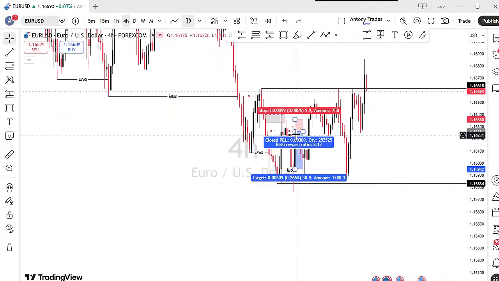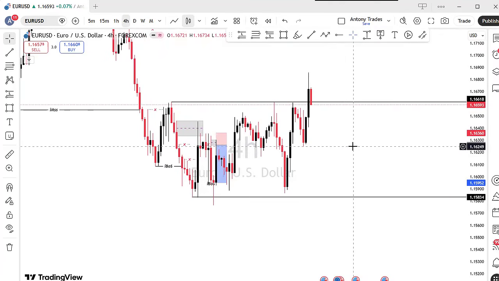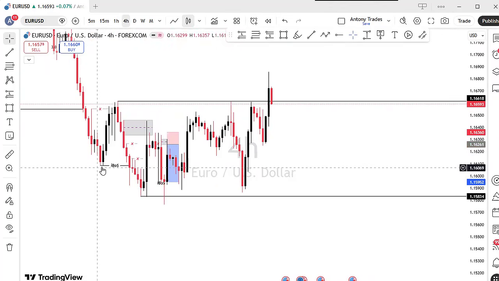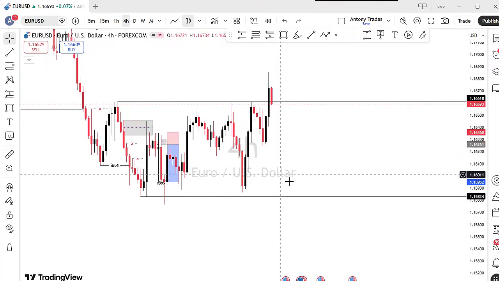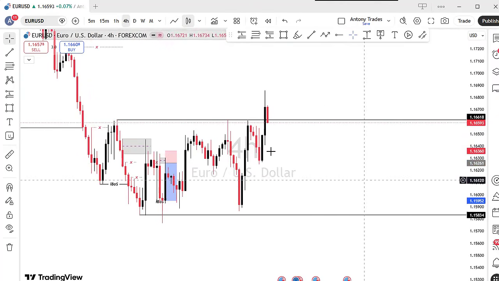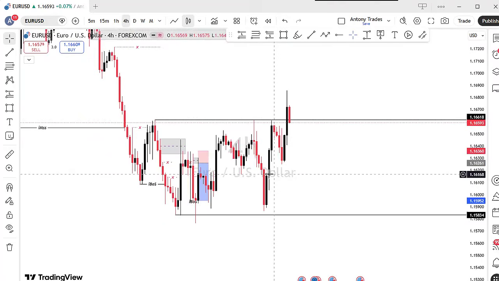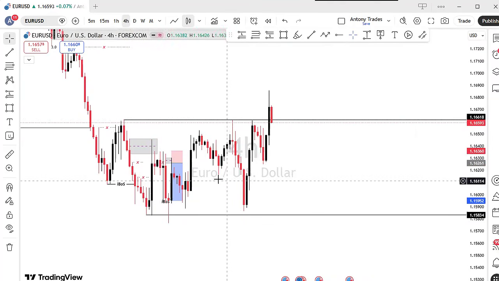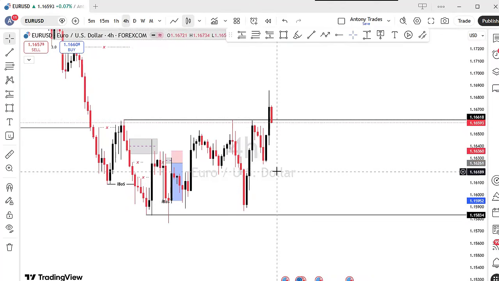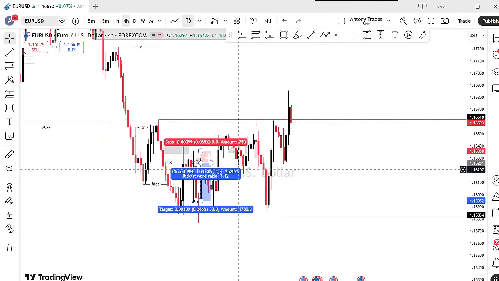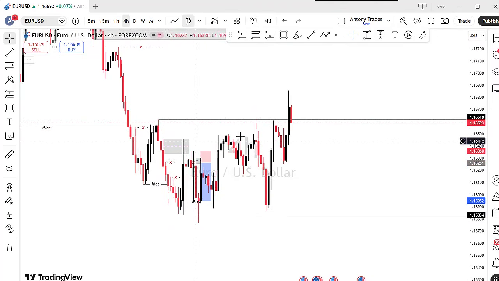So on my previous analysis that I did on Sunday, this is what I mentioned. Since we had this break of structure to the downside, and I saw the Euro USD was still consolidating, all right, I told you guys until the Euro USD breaks either this high or this low, I won't be trading this pair. And we can see the whole of this week, the market has been consolidating in between. So for me, I never traded this pair because it wasn't clean for me.